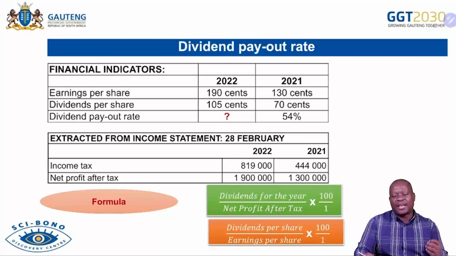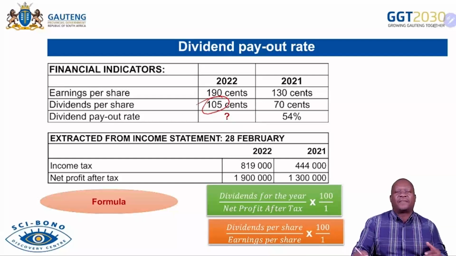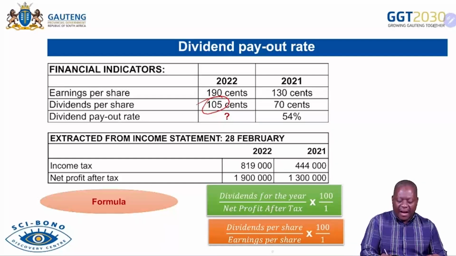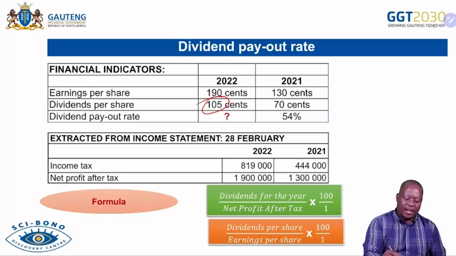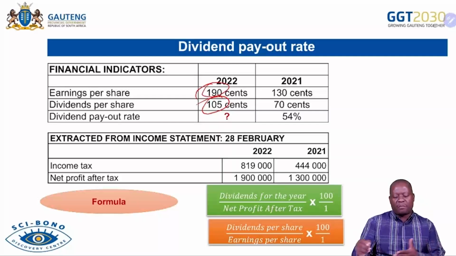We can use dividends per share, which means we are going to look for the refined dividends per share figure, like this one, 105 cents. And we divide it by earnings per share. This is your earnings per share, 190. And then we multiply by 100 because we still need to have our answer as a percentage.